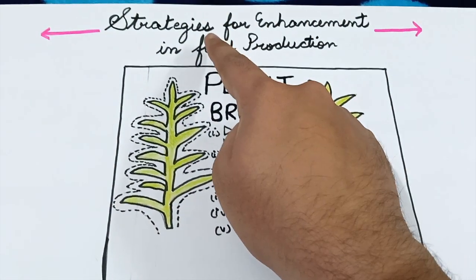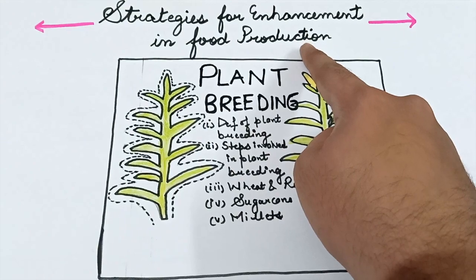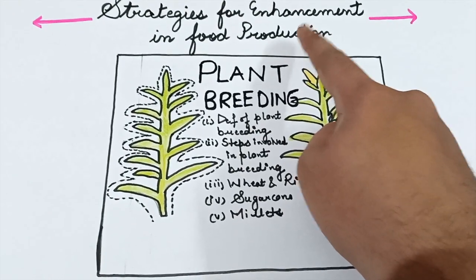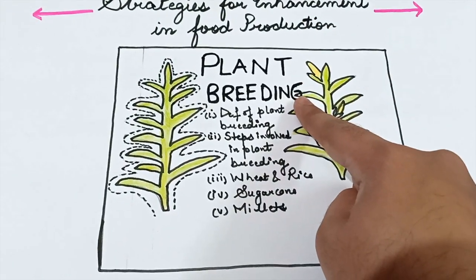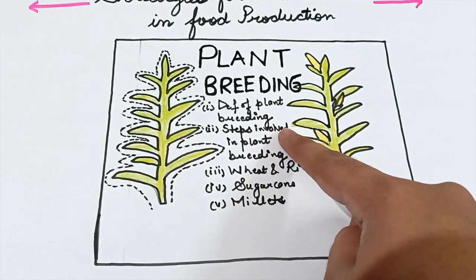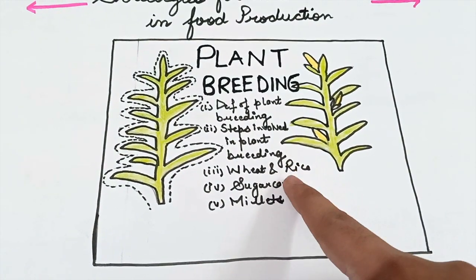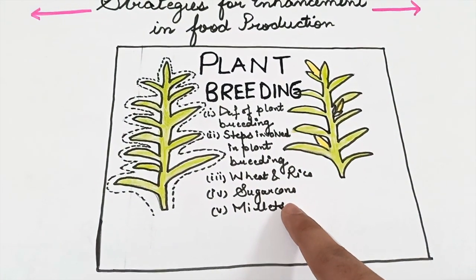Hello students, this is the fifth video of chapter Strategies for Enhancement in Food Production, and the topic of today is plant breeding, in which we will study the definition of plant breeding, steps involved in plant breeding, and varieties of wheat, rice, sugarcane and millets. So let's start.